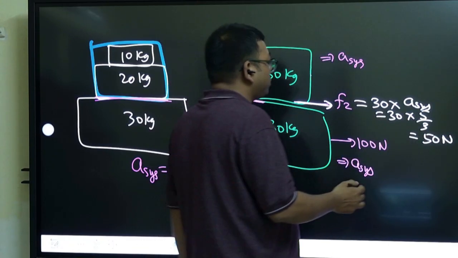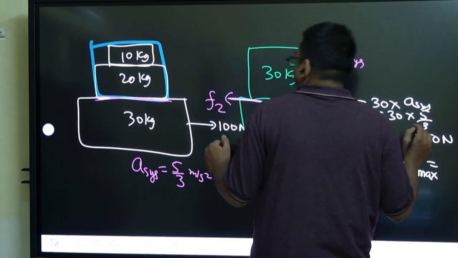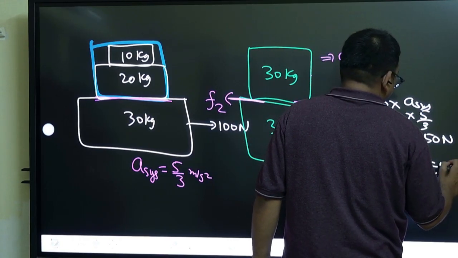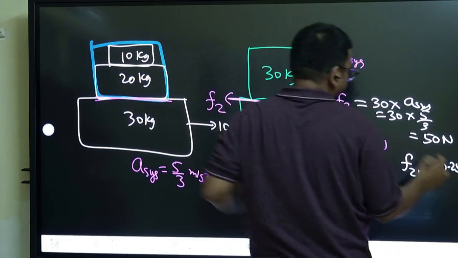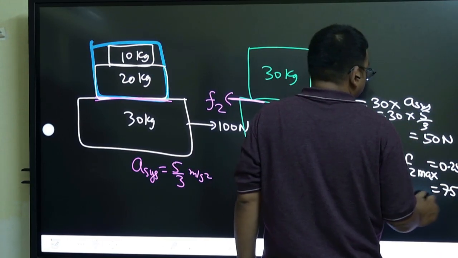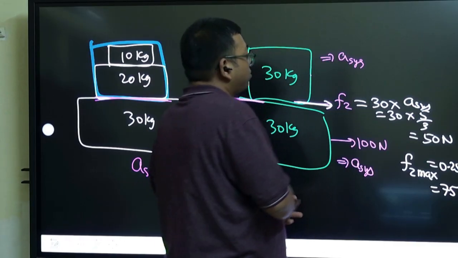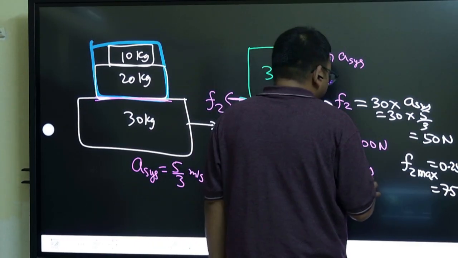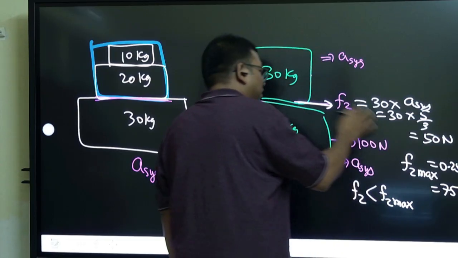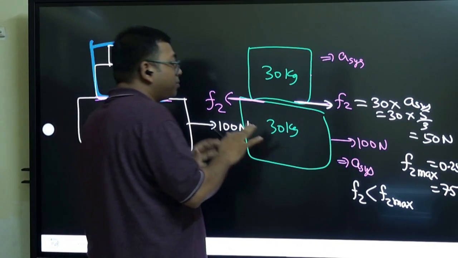What is the maximum value of F2? That also you calculate. Mu here is 0.25, into the weight here. Weight means above this, 20 plus 30, that is 300. So that becomes 75. Correct? 75 it is. So definitely this F2 is smaller than F2 max. So yes, it is allowed. That means F2 here is less than F2 max, so whatever F2 we have calculated, that only we have to take.